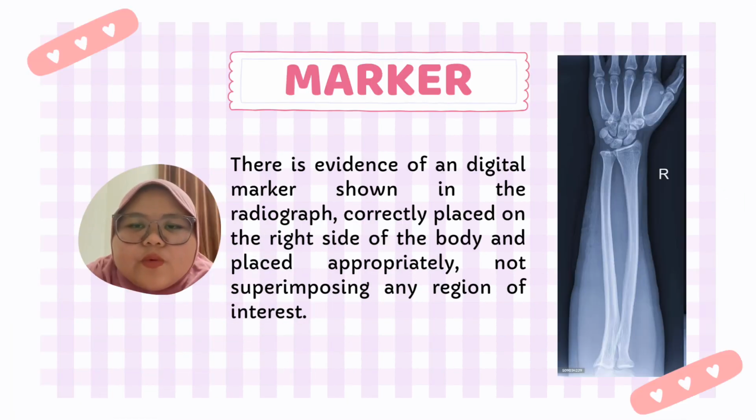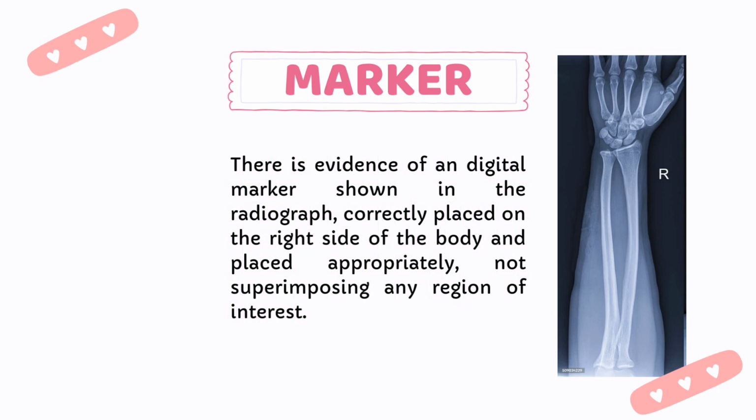Let's recap. We have covered position, alignment, collimation, and also exposure factor. Now we will move on to the marker. There is evidence of a digital marker shown in the radiograph, correctly placed on the right side of the body and placed appropriately, not superimposing any region of interest.